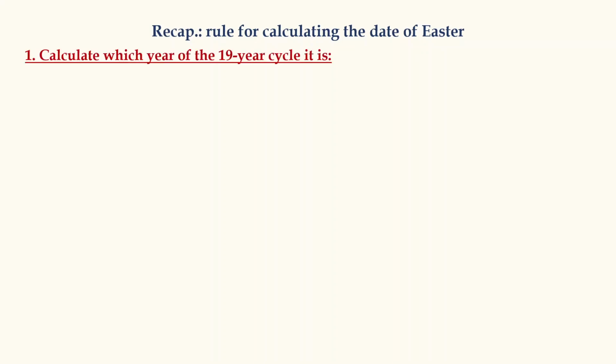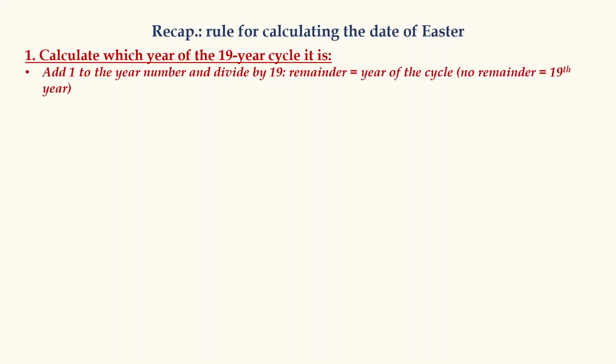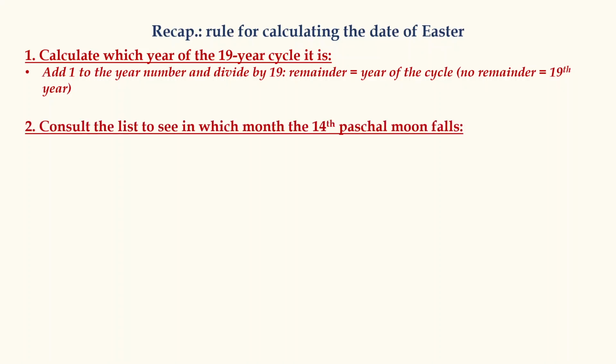The first thing to do is work out what year of the 19-year cycle our year is. We add 1 to the number of the year and divide by 19. The remainder is the year of the cycle, and remember that no remainder means it's the 19th year. Next, we look at the list to see whether the 14th Paschal moon falls in March or April this year. If we're in the year 2, 5, 7, 10, 13, 16, or 18, it's March. And if we're in the year 1, 3, 4, 6, 8, 9, 11, 12, 14, 15, 17, or 19, it's in April.